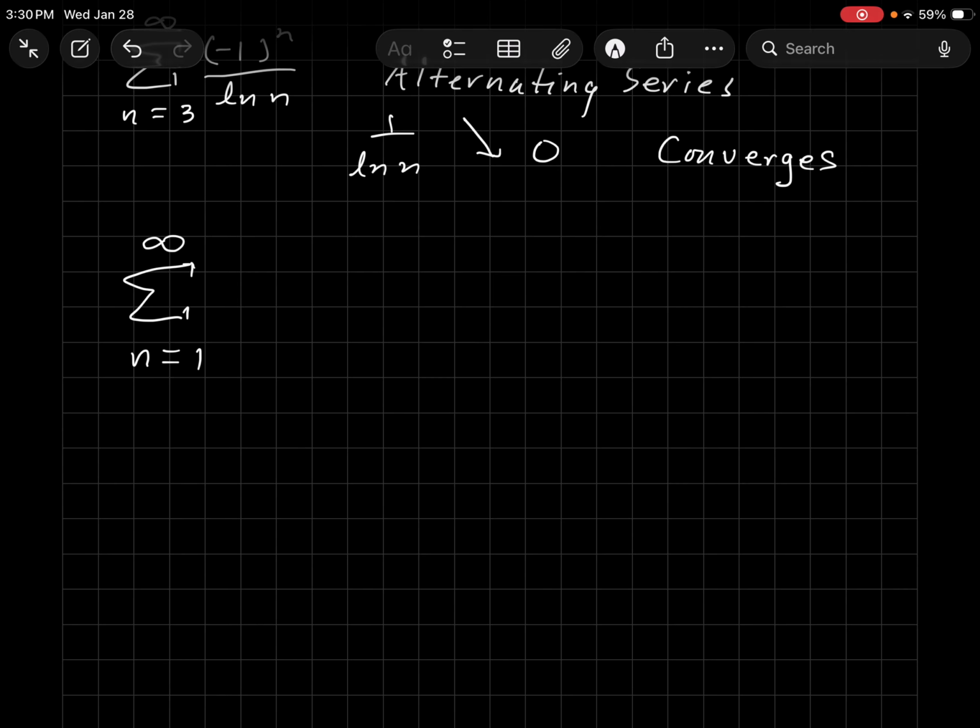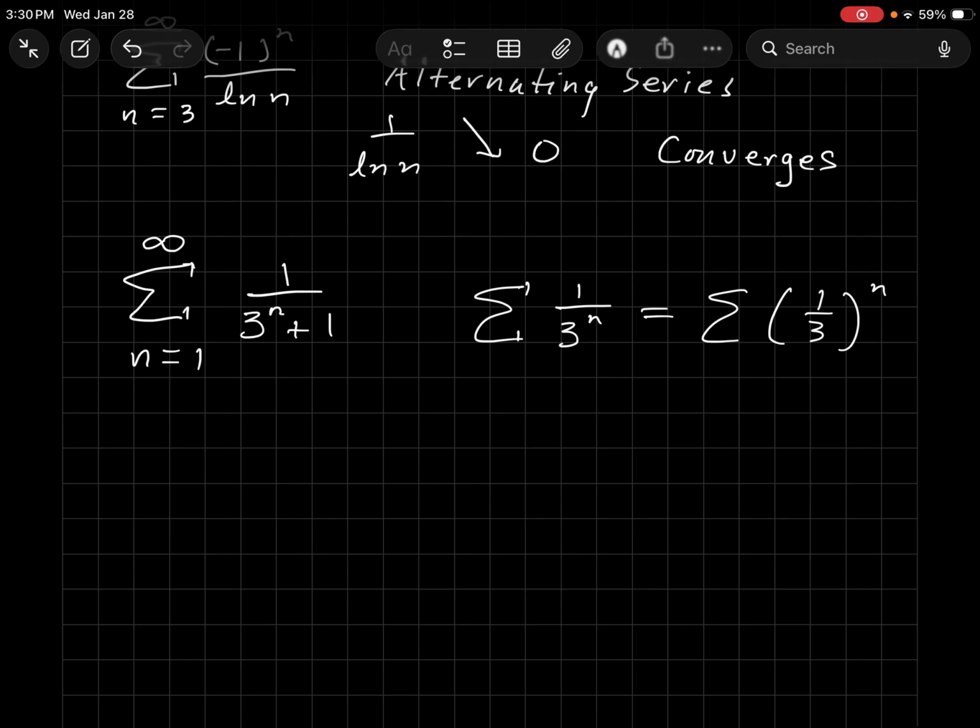Next series, n equals 1 to infinity of 1 over 3 to the n plus 1. The plus 1 not in the power. There are different approaches, but I'm going to do this one. I know that this looks a whole lot like 1 over 3 to the n, which is 1/3 to the n. Now, limit comparison should work pretty well here, but I'm going to do the direct comparison test instead. Just to get a little practice with this.